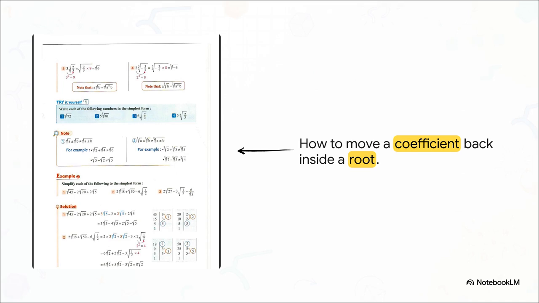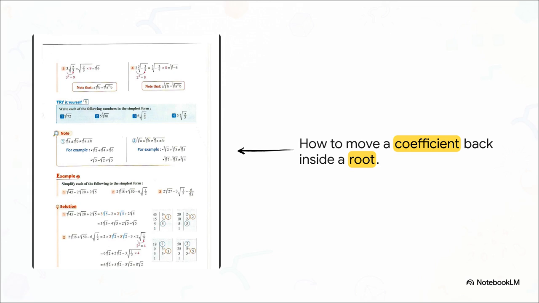So, if we can't just mash numbers together with addition, what's the game plan for those massive equations that have multiple radical terms? Well, before we combine them, we need to know how to move things in the opposite direction. We already know how to pull numbers out using that prime factorization ladder, but sometimes, to solve a puzzle, you gotta move a coefficient back inside the radical.